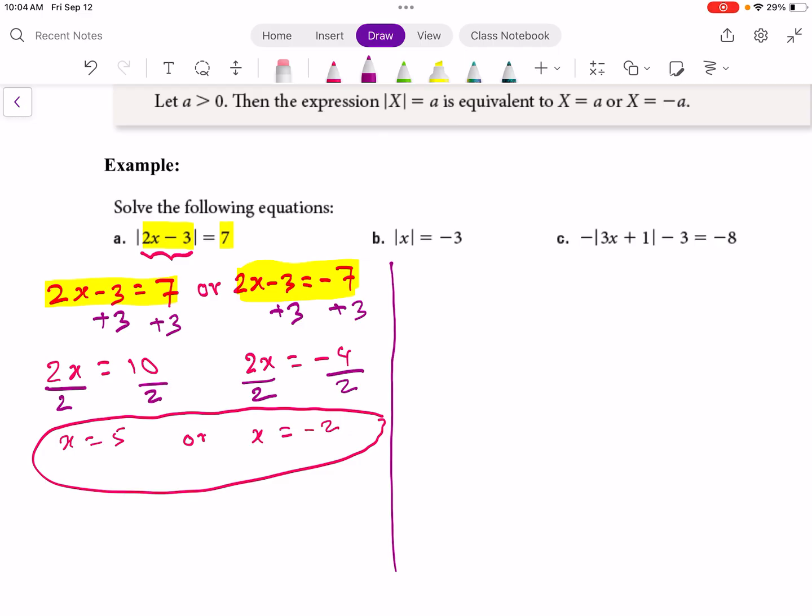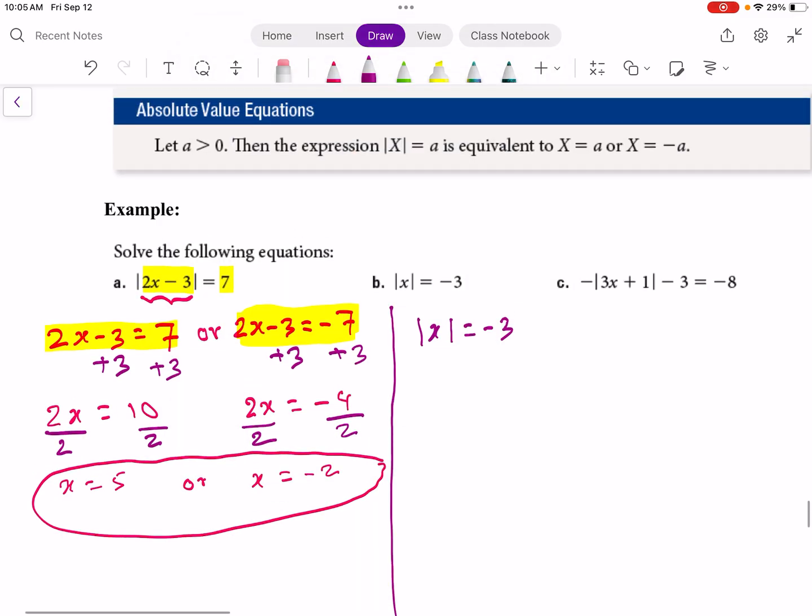Okay, now we have part B where we have absolute value of x equals negative 3. We have to solve this equation. Now we use the same definition. So we have absolute value of x equals negative 3. Now we need to find the value of x, right? For what value of x will its absolute value be negative 3? Can you think of a number whose absolute value is negative 3?